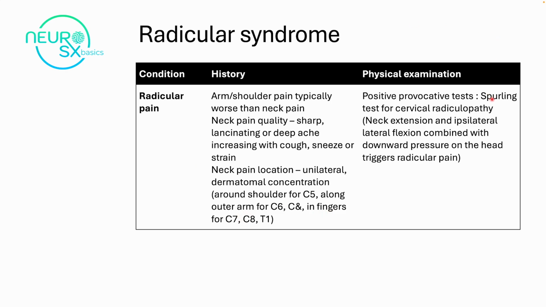Also, you can do a Sperling test for cervical radiculopathy and radicular pain. What you need to do in this test is hold the patient's neck, extend it, and then flex it laterally on the side of the pain. Along with that, put some downward pressure on top of the head. If this triggers radicular pain, it indicates that there is a narrowing of the neural foramina on that side.